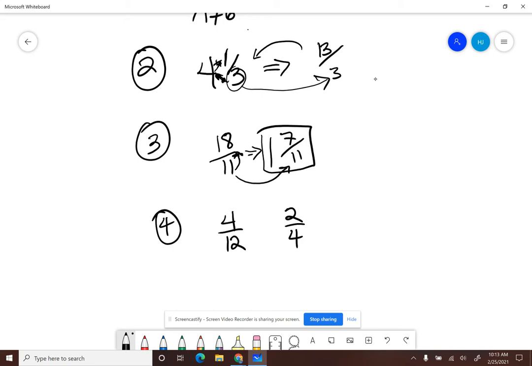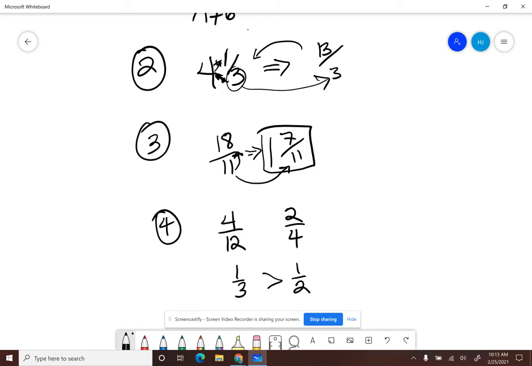Well, we know that 4 will go into 12 3 times, and 4 will go into itself 1 time. So I could simplify that as 1/3. And then for 2/4, I know that 2 will go into both of these numbers. So that would actually simplify to 1/2. Now you might initially think, well, 1/3, 3 is bigger than 2, so that has to be greater than.